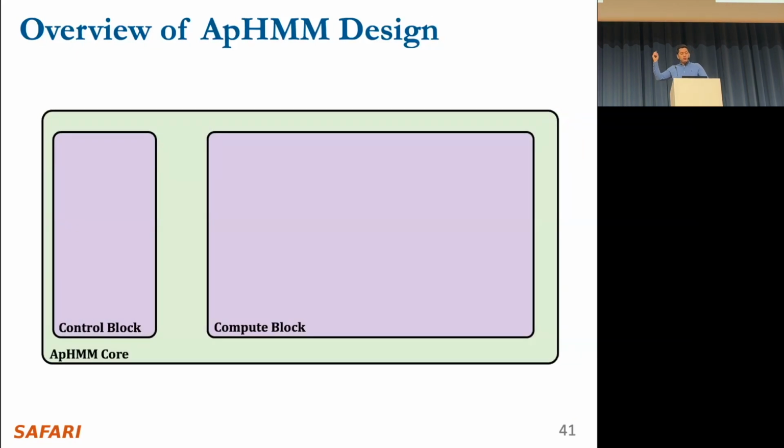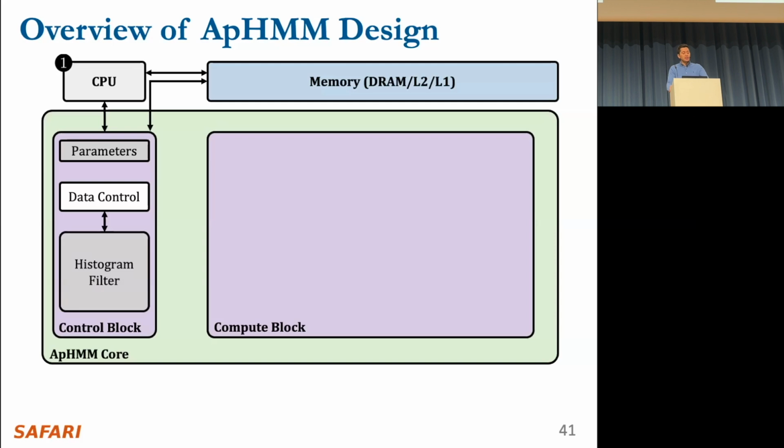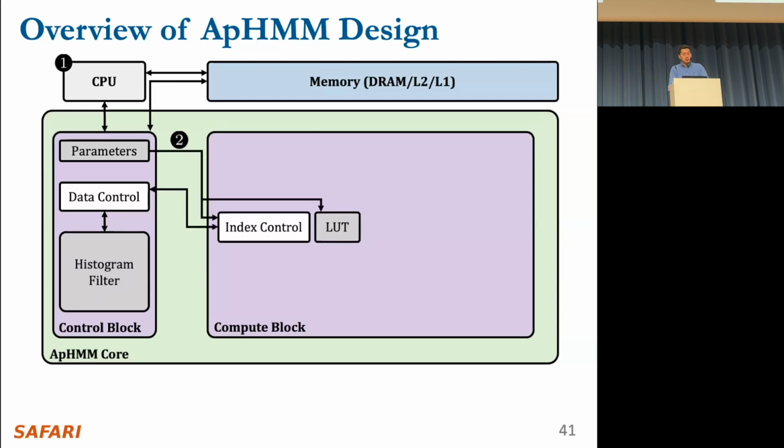So this is the overview of our ApHMM design. We have 2 blocks in our accelerator, a control block and a compute block. The control block receives the data from memory and also gets the essential commands from the CPU to arrange the parameters that are going to be used, and also to understand what sort of data control is needed. And also we have our histogram filter implementation in the control block.